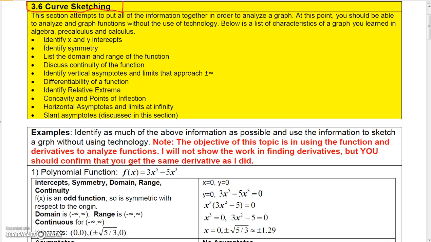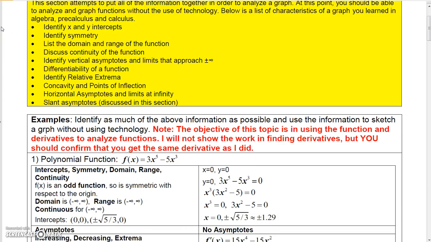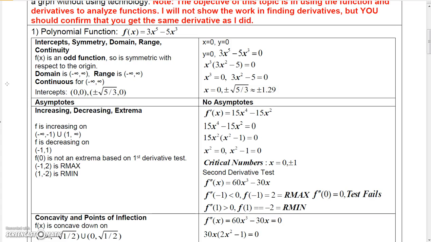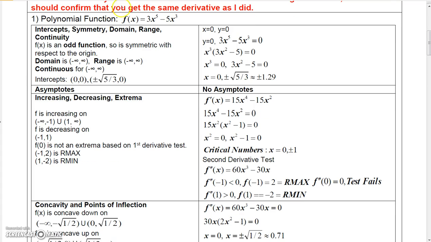Now, from algebra, you knew about x and y intercepts, symmetry, domain, and range. We talked about continuity, asymptotes, differentiability, extrema, concavity, horizontal asymptotes, slant asymptotes, and so forth. So basically, we want to get as much of the information above as possible and use that to sketch the graph without using technology. Okay, so let's start with a simple polynomial function.